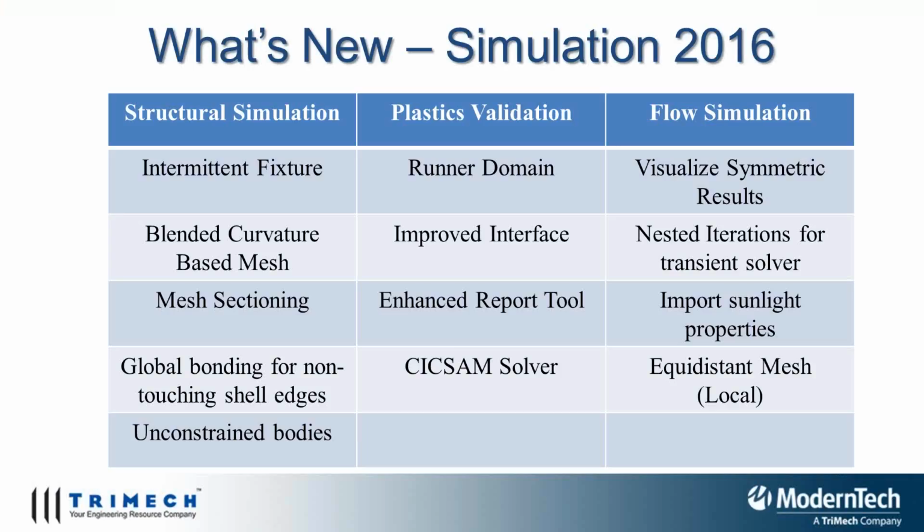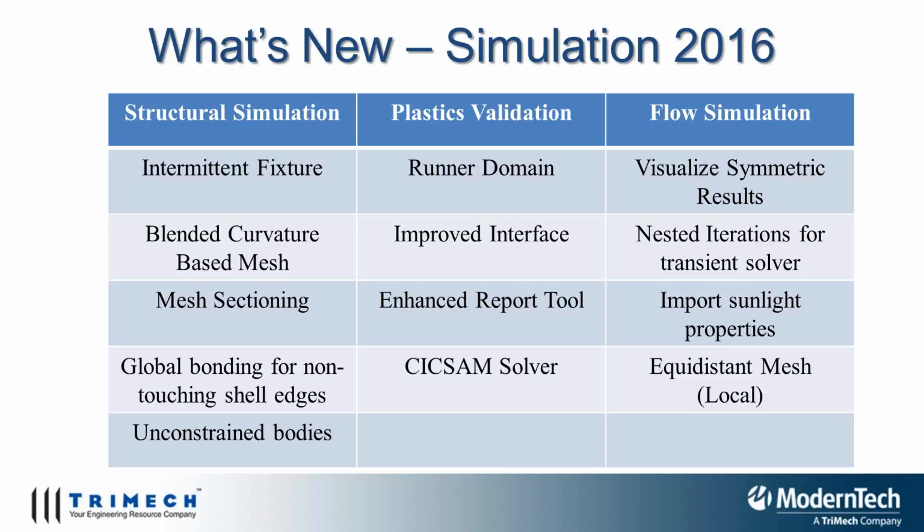And that concludes my list of enhancements for 2016. As you can see, just to quickly summarize, we went through the structural simulation enhancements such as intermittent fixture, the new blended curvature-based mesh, the ability to section the mesh and visualize the results at the same time, bonding between non-touching shell edges, and the best of all is the ability to identify unconstrained bodies in a structural simulation.